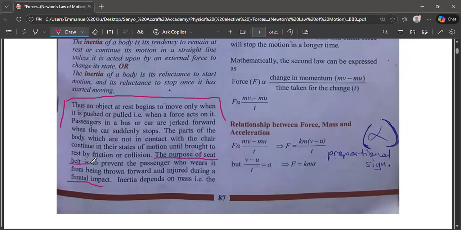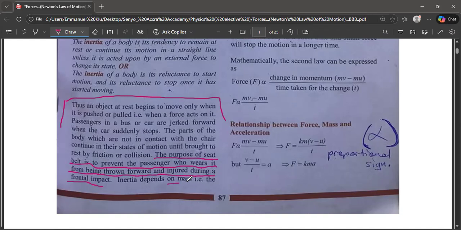So you can see that the cause of Belief's head hitting the chair is because he didn't wear a seat belt. If he had worn the seat belt, it would have absorbed his kinetic energy. I hope you are receiving the message I'm trying to put across. So we are saying that inertia depends on what?